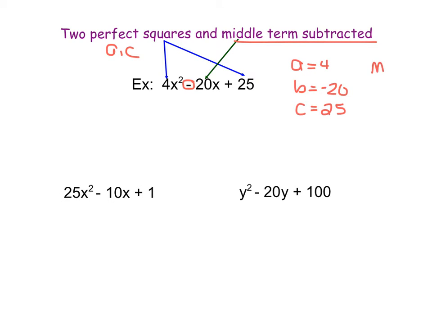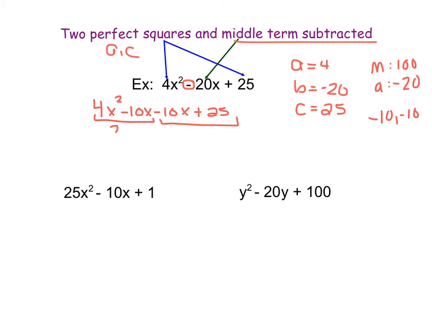So now I multiply A times C to get 100, and I need to add to B, which is negative 20. So if I start thinking through multiply to 100, add to negative 20, I come up with negative 10 and negative 10. So here I have 4x squared minus 10x minus 10x plus 25. And then if I use my trick from the ABC method, we group them into pairs. This first one will factor out 2x, so I have 2x times 2x minus 5. I then want those parenthesis parts to match, so here I'm going to factor out a negative 5 in order to get 2x minus 5 inside of those parentheses as well.